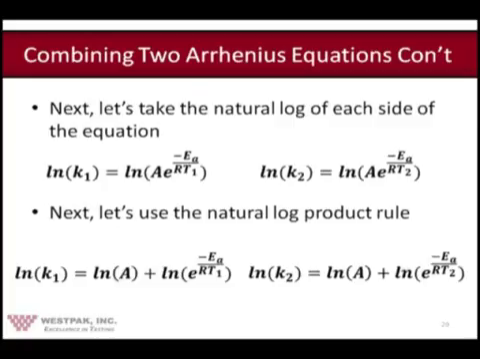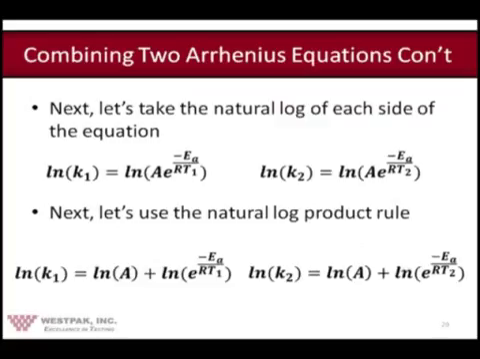Let's take the natural logs of both sides with the purpose of solving for the activation energy. Using the natural log product rule, let's break the natural log of A and separate it from the exponential function portion of the equation. Again, what have we done here? We've simply multiplied both sides of both rate equations by the natural log. We've taken the same equations we had on the previous slide and applied the natural log in both cases, so we haven't changed the equation, we just added the log in.